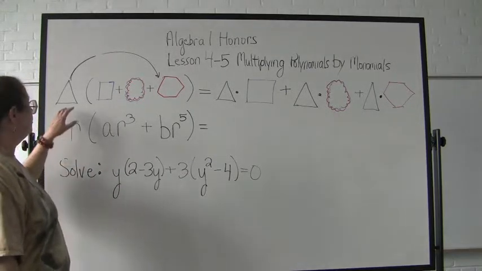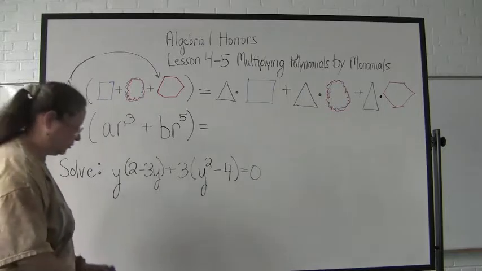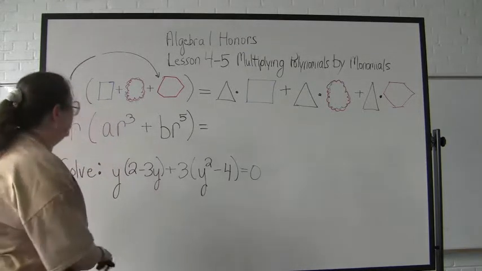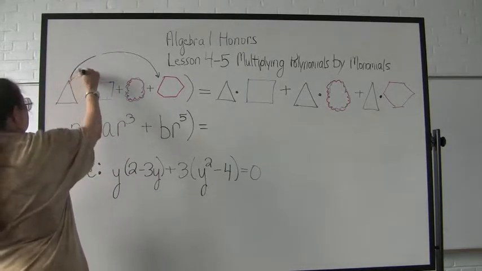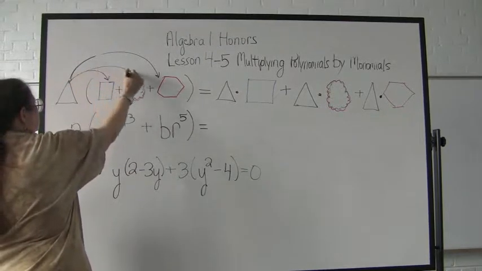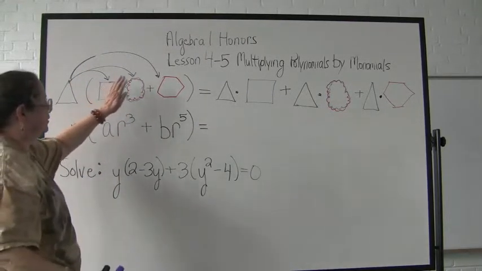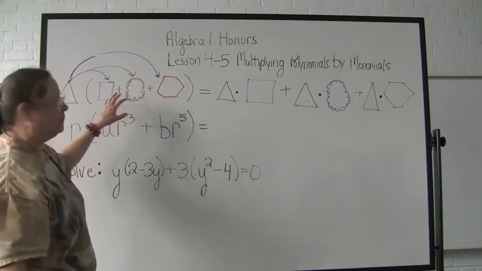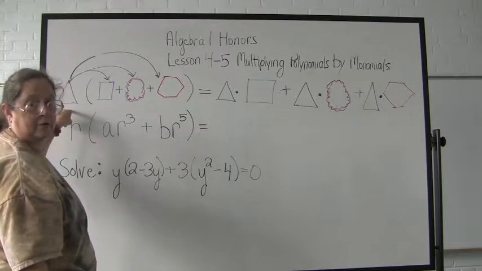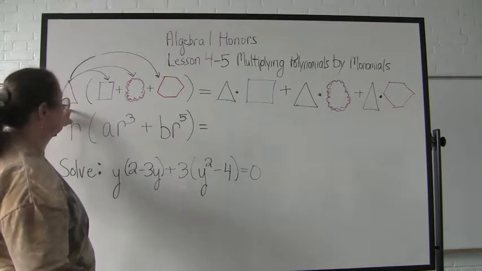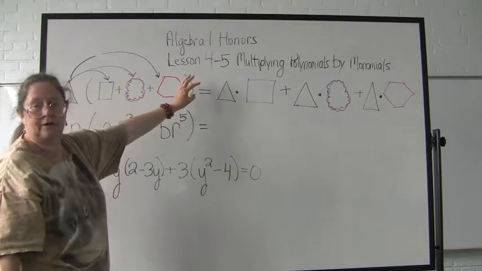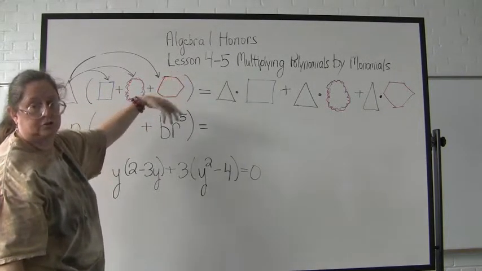Okay? Now, to multiply, what you have to remember is that we're going to distribute. We're going to multiply each of the terms in the polynomial by the monomial out here. And sometimes they'll put the monomial on the other side. That works just as well.